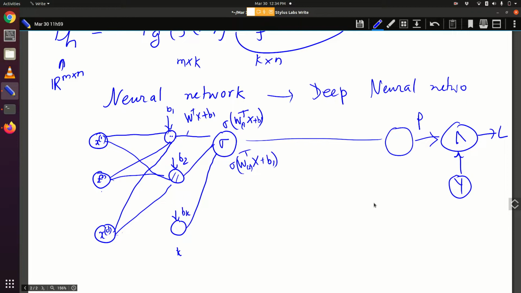We will focus first on this architecture, and then, if possible, we will try different types of architectures. Sir, will we be covering convolution? Let us see. It depends upon how much time we have. I'm planning to do as much as possible, but let us see.